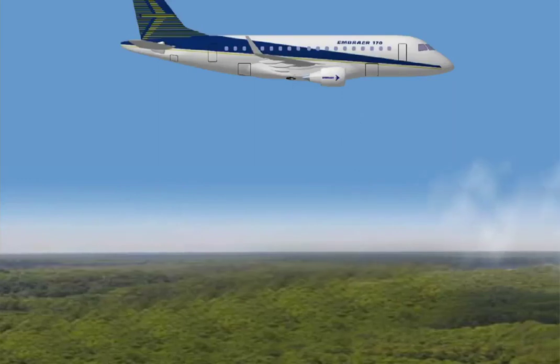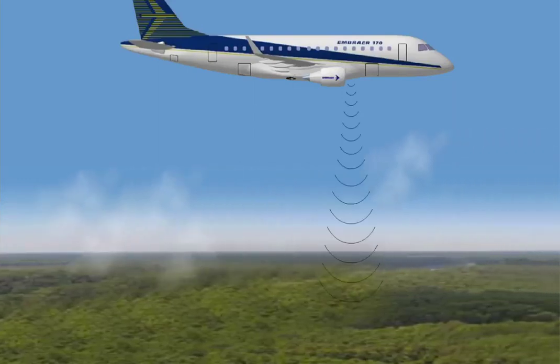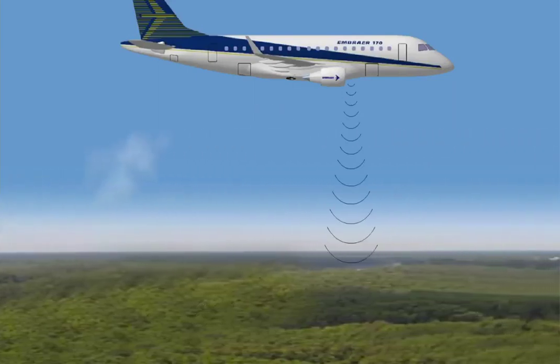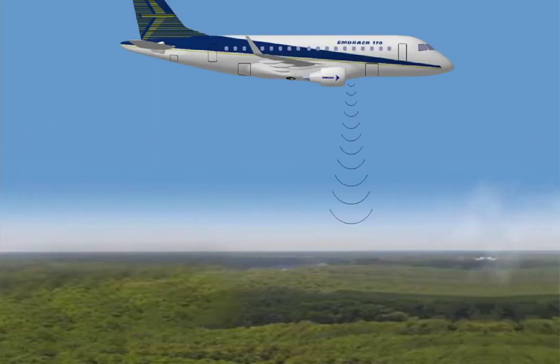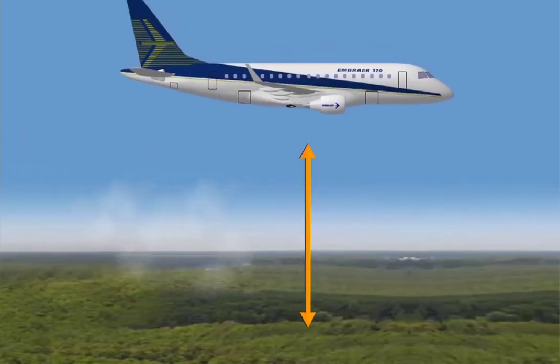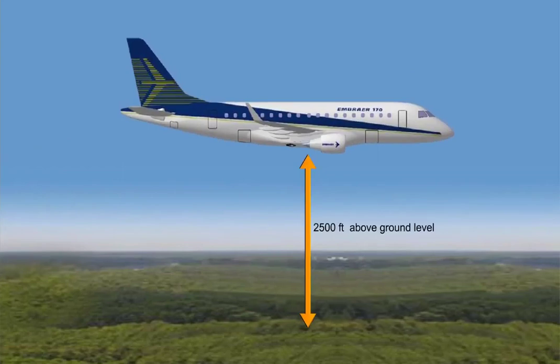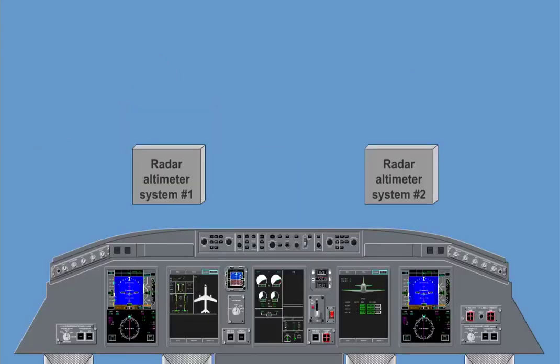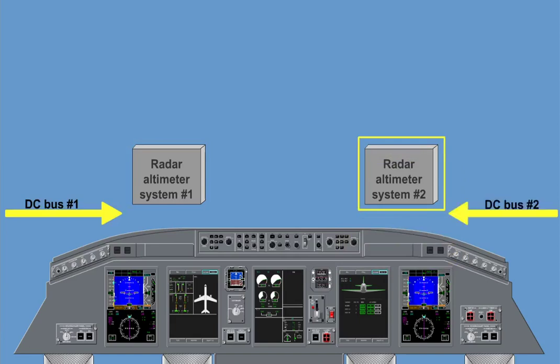The radar altimeter system provides accurate absolute altitude above terrain, decision height enunciation, and low altitude awareness up to 2,500 feet above ground level. One radar altimeter system is the standard system, and a second system is optional. The radar altimeter system 1 is powered by the DC bus 1, and the system 2, if installed, is powered by the DC bus 2.